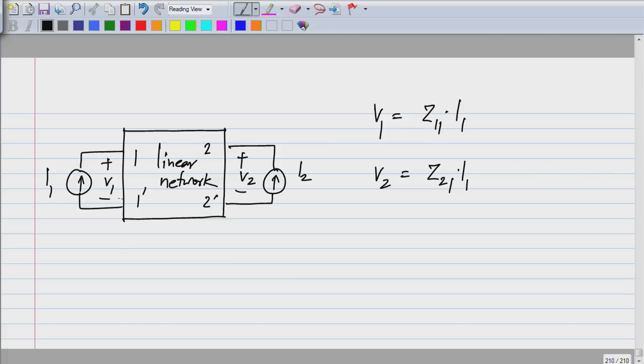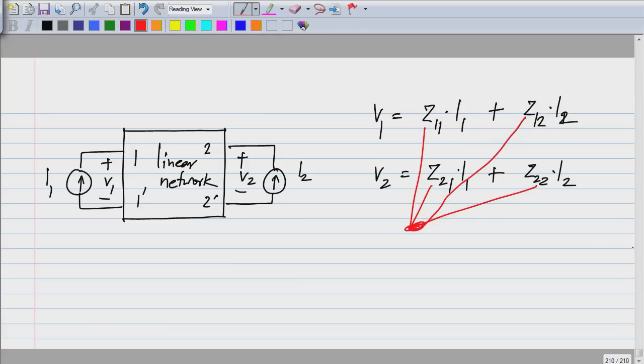Similarly, with I1 equal to 0, both V1 and V2 will be proportional to I2. So, we'll end up with V1 being Z12 times I2, and V2 being Z22 times I2. Now, if both I1 and I2 are non-zero, by superposition, you will get the sum of these things. So, here voltages are expressed as some function of currents. What will be the dimensions or units of these numbers, Z11, Z12, Z21, and Z22?